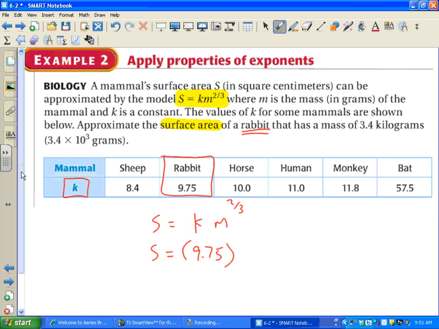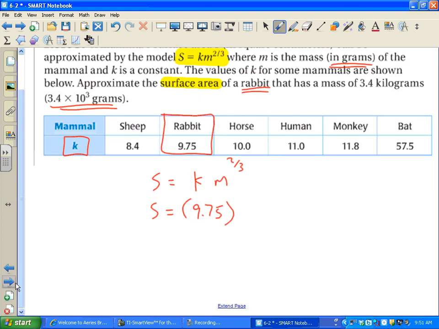It gives me the mass of a rabbit, 3.4 kilograms, which is 3.4 times 10 to the third grams. They gave me that conversion because this equation is in grams, so I need to use the grams part. So my mass is going to be 3.4 times 10 to the third. And remember, my mass was raised to the 2/3 exponent. Now, this is just fractional exponents, rules of exponents with the calculator. That's really what we're doing here.